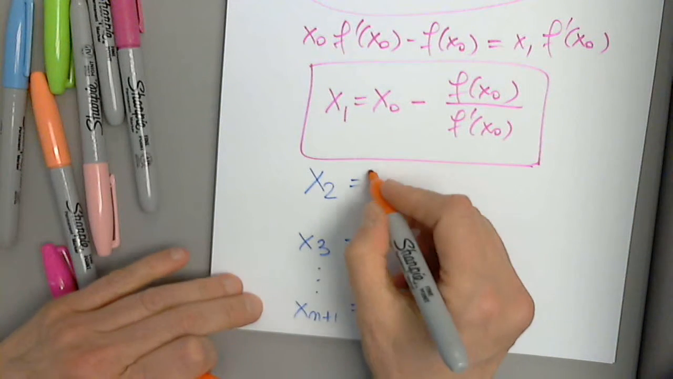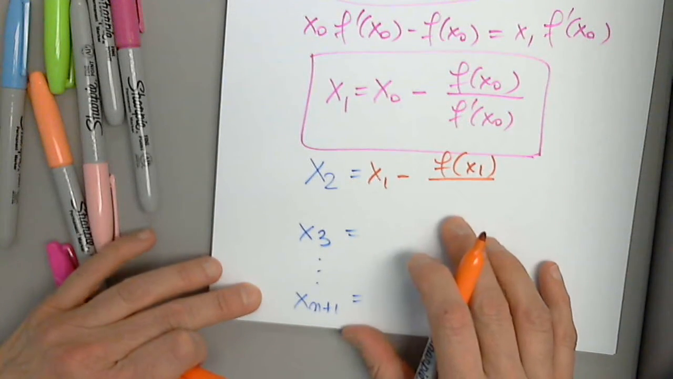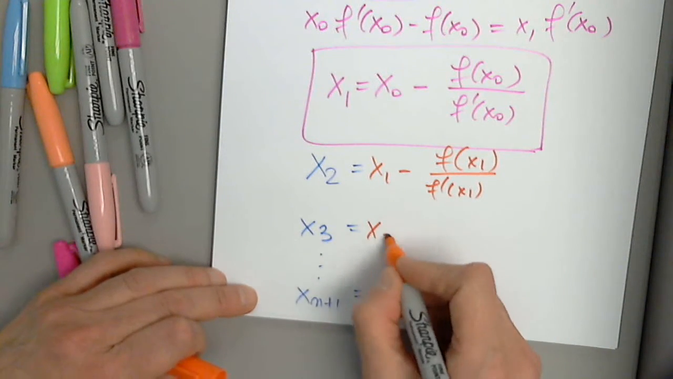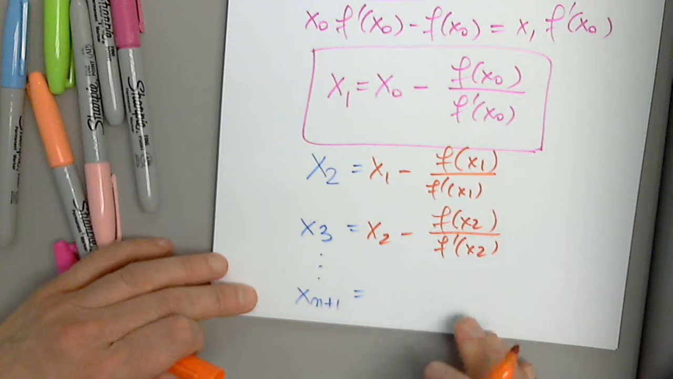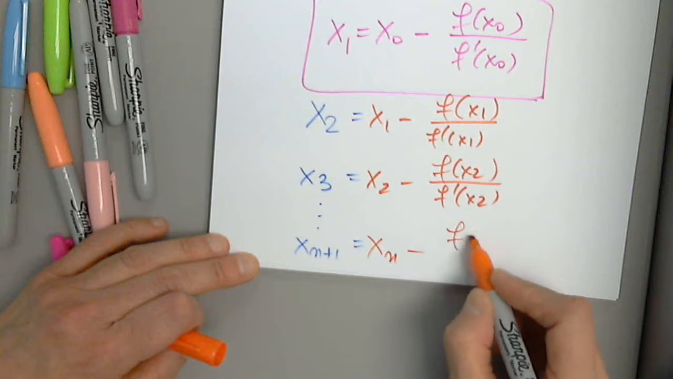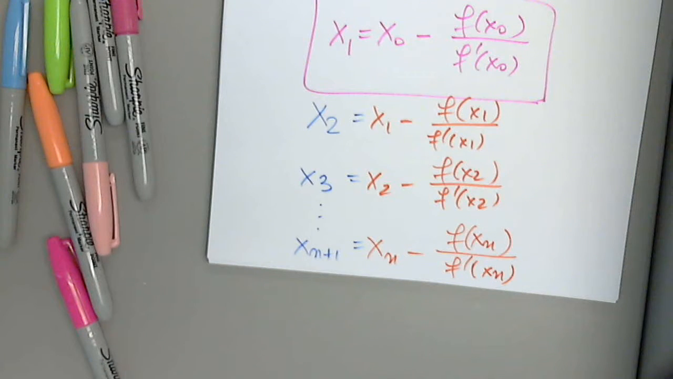Of course, x1 minus, very good, over, very good. Okay, x3 equals x2 minus f of x2 over f prime of x2, good. Now the last one. xn plus 1. This is Newton's method. There are two potential problems, though.